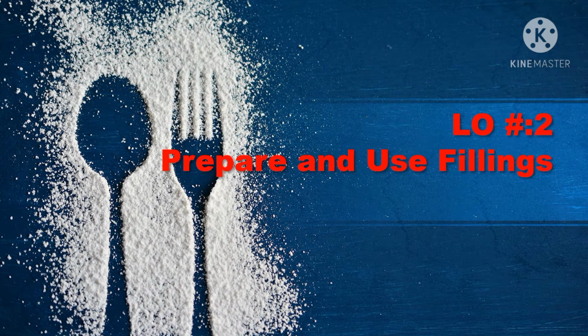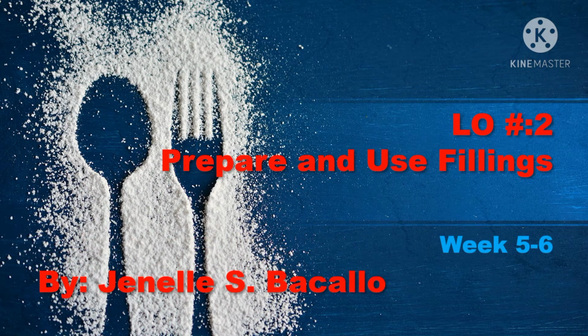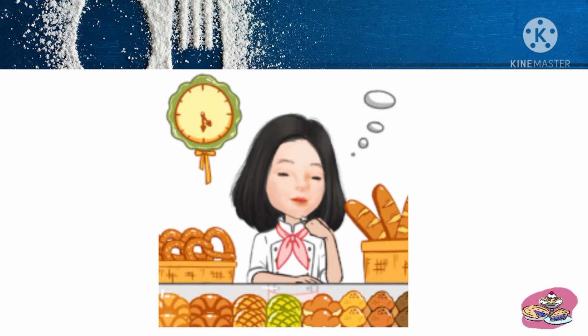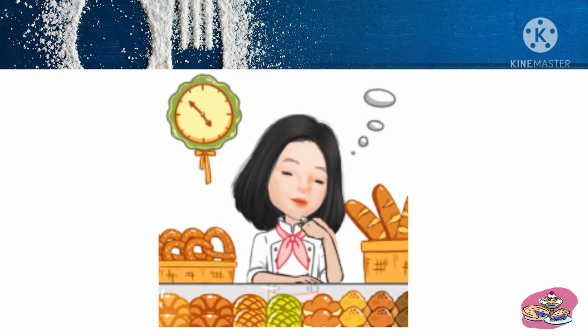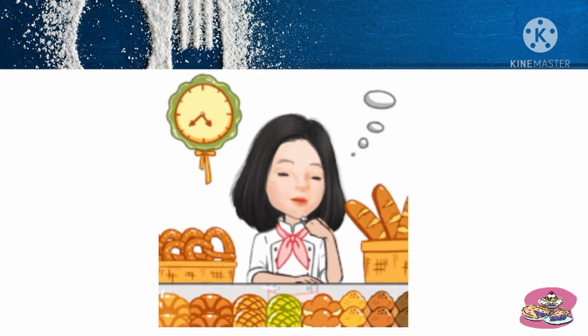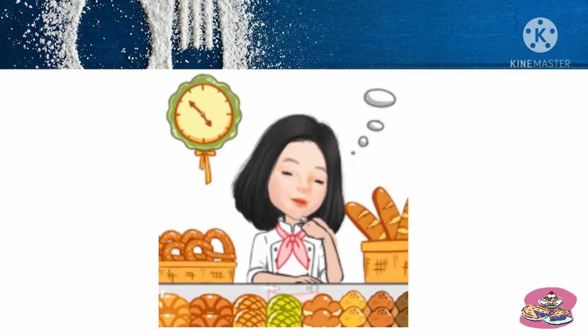Third quarter, learning outcome number 2, prepare and use fillings, module 3, week 5 to 6. This module was designed to help you master the nature of technology and livelihood education, specifically on bread and pastry production. The lessons are arranged to follow the standard sequence of the course.